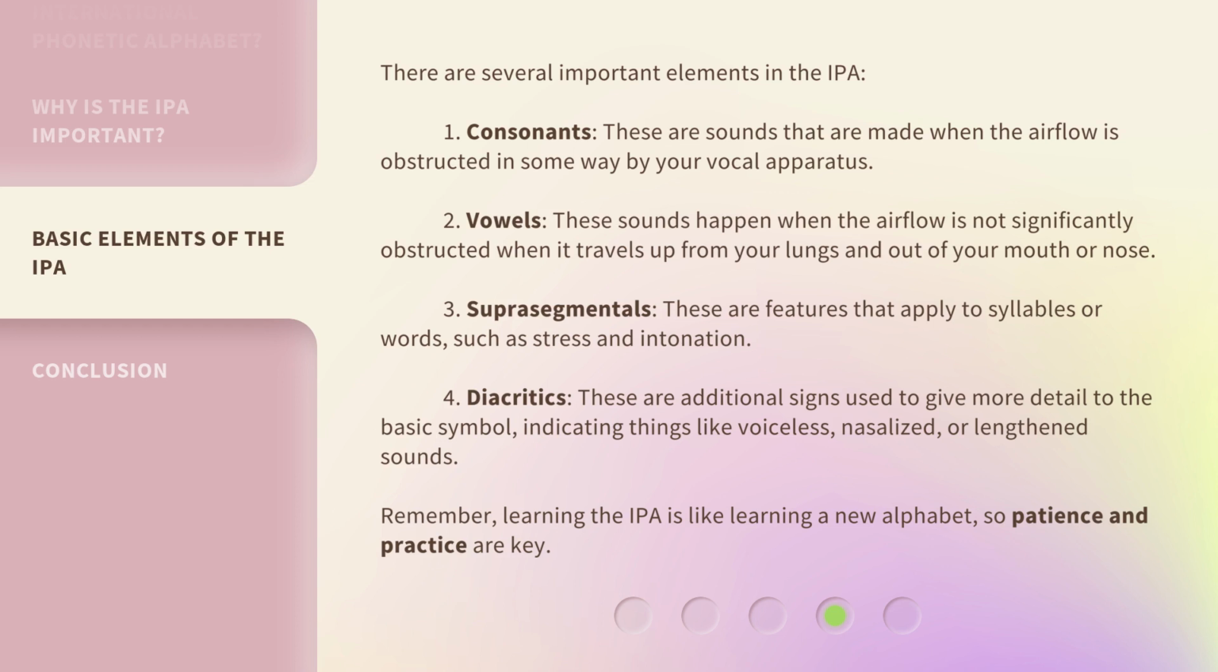3. Suprasegmentals. These are features that apply to syllables or words, such as stress and intonation. 4. Diacritics. These are additional signs used to give more detail to the basic symbol, indicating things like voiceless, nasalized, or lengthened sounds. Remember, learning the IPA is like learning a new alphabet, so patience and practice are key.